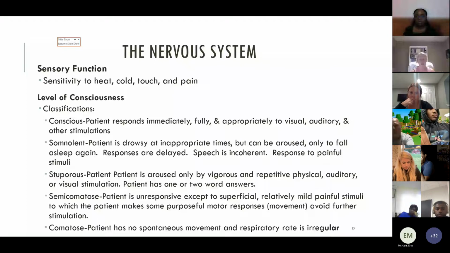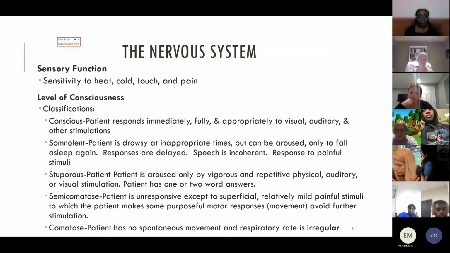If they're somnolent, this is where the patient may appear drowsy at times. They may appear inappropriate. Sometimes they may fall asleep while you're talking. You may have to arouse them by shaking their arm or calling their name. Sometimes their responses are delayed, so you ask them a question and it takes them a couple seconds to answer. Or sometimes when they do speak, it may not be delayed, but it might not make any sense. They definitely still have response to painful stimuli during this stage.